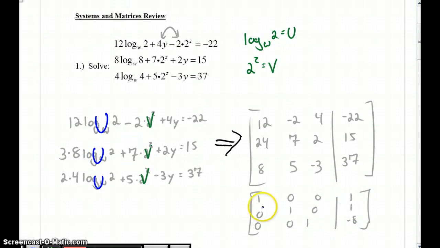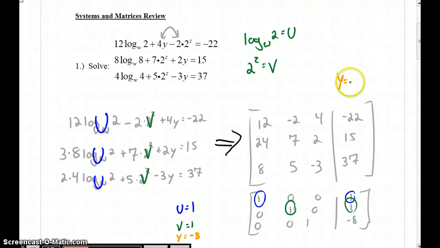Or in other words, the first variable, u, is going to be equal to 1. The second variable, the second one was the v's. v equals 1. And the final variable, y equals negative 8. Now, I'll stick with y equaling negative 8. That's a nice one because I left y as it is. But I need to put my u's and my v's back.